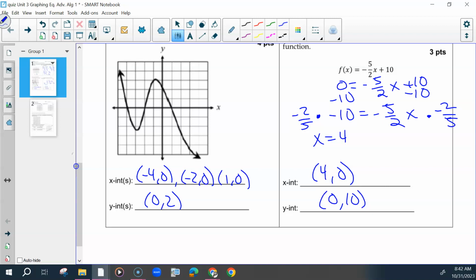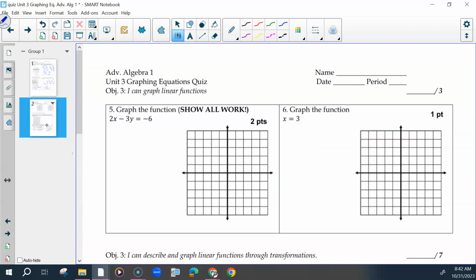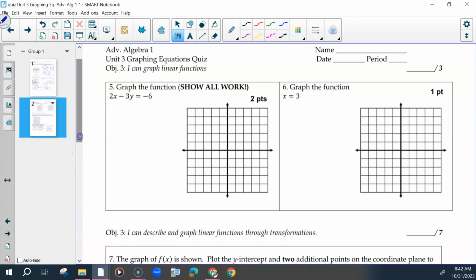Turn over to the back. There were different issues here. So I'm going to show this one in 2 different ways. Some of you solved by converting this back into slope-intercept form.